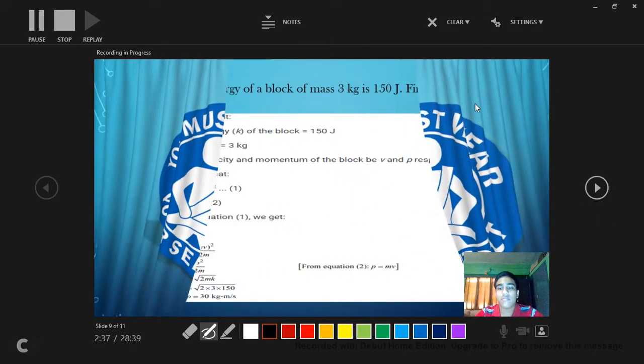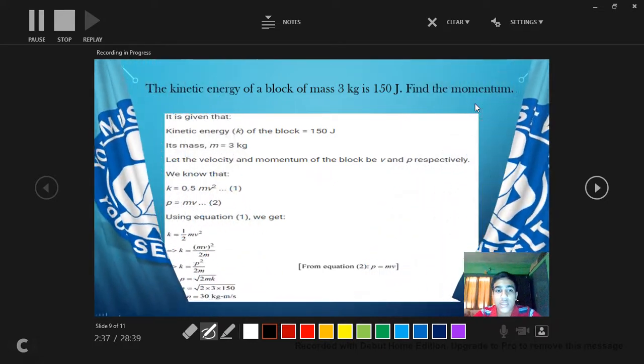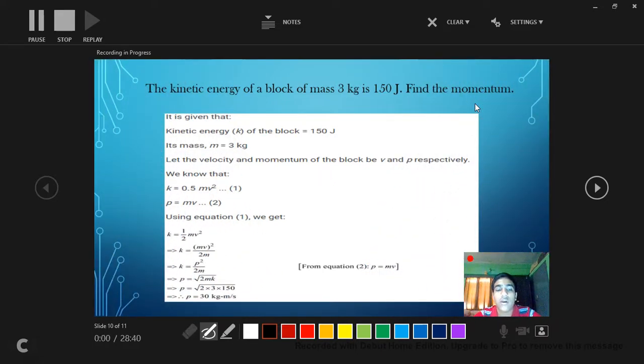Now let us do a question. This is a very interesting and logical question I found. The kinetic energy of a block of mass 3 kg is 150 joule. Find the momentum. We know P is equal to mv. You can try yourself, but I have provided the solution as it is not a class, it is a video.